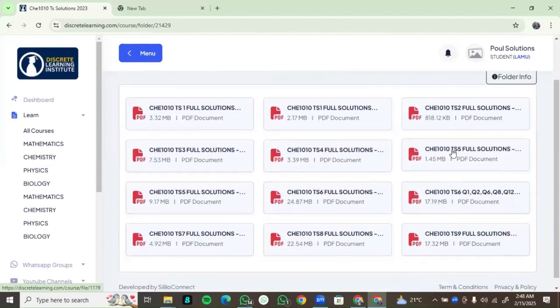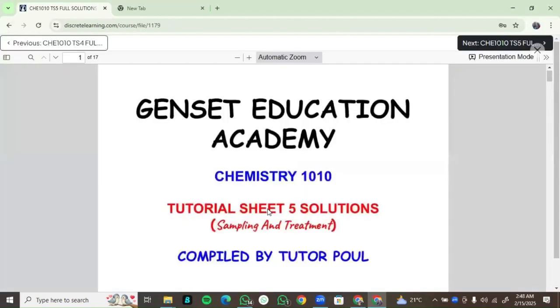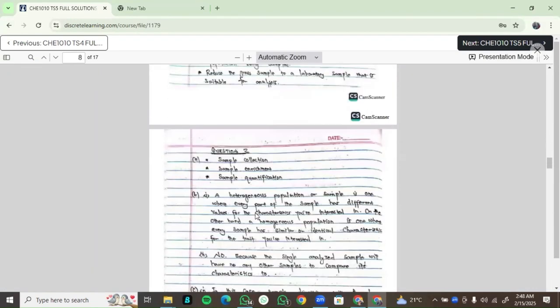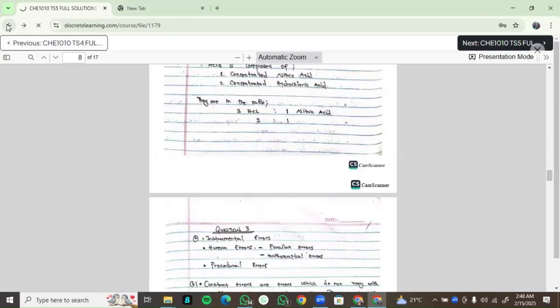You can choose to open any. You're going to find them like that. So there are questions there, first of all, and then at the end, there are written solutions like that. So you choose what you want to use.